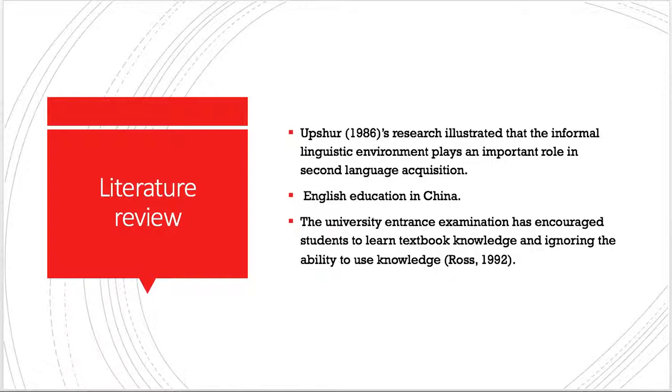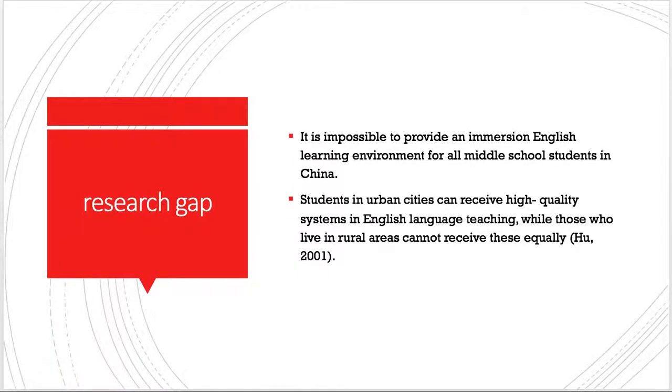As we all know, English is not widely used in mainland China and is not a necessary tool for daily communication. And the university entrance examination has encouraged students to learn textbook knowledge while ignoring the ability to use this knowledge. So actually, it is impossible to provide an immersive English learning environment for all middle school students in China, and students in urban cities can receive a high-quality system of English language teaching, while those who live in rural areas cannot receive this equally.